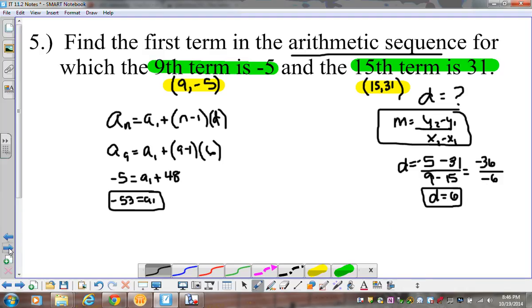So pause it right here, and you guys can hit play once you guys have had enough time to work on it.